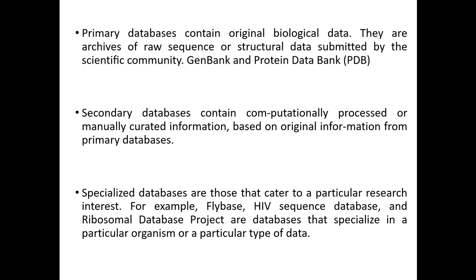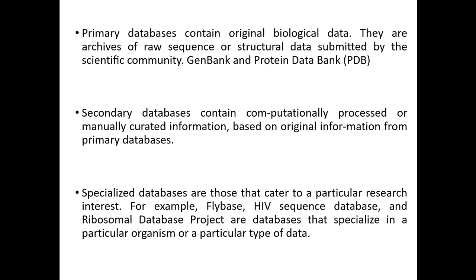Primary databases also accept raw sequence data, raw structural data, which is not processed. Understand? The next type of database is the secondary databases. Now secondary databases contain computationally processed or manually curated information based on original information from the primary database. So as I have mentioned, anyone from the scientific community can submit the data in the primary database. That is not the case with the secondary database. In a secondary database, we cannot submit our entries, our data.